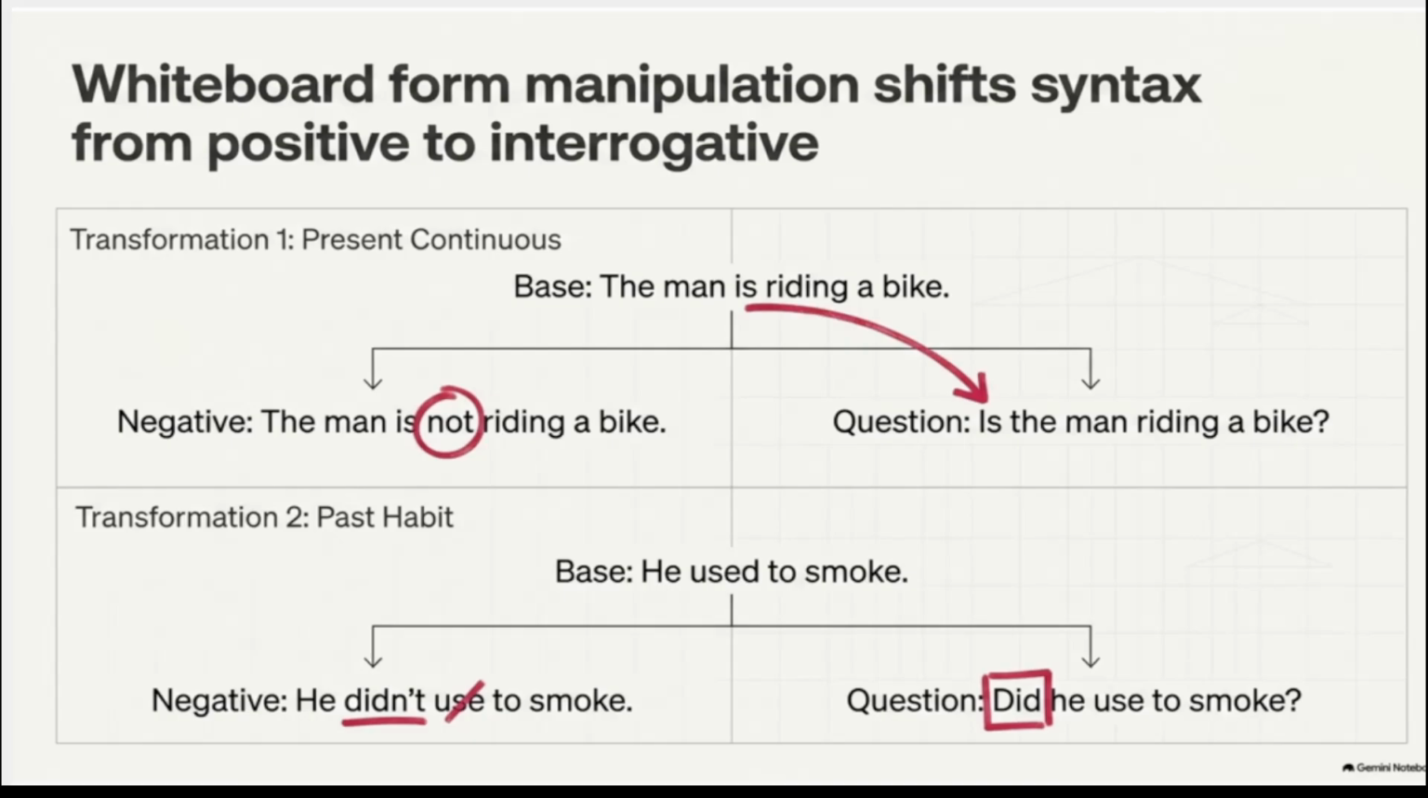This is why whiteboard analysis is useful. Students can physically see the transformation. We can use arrows. He used to smoke. Arrow. Did he use to smoke?